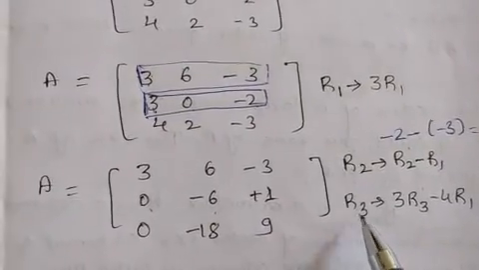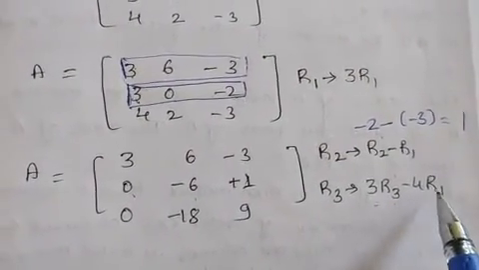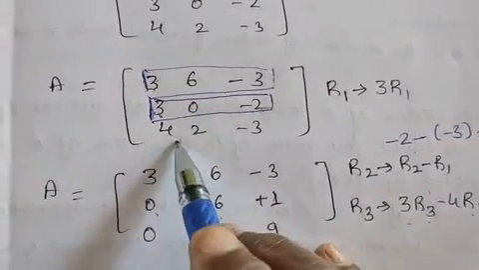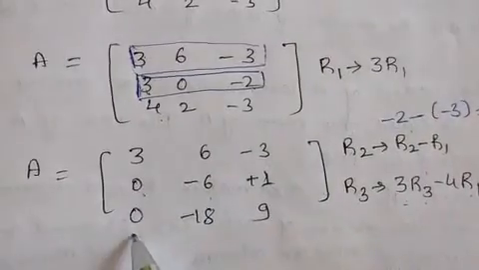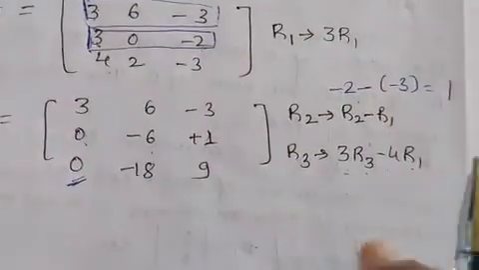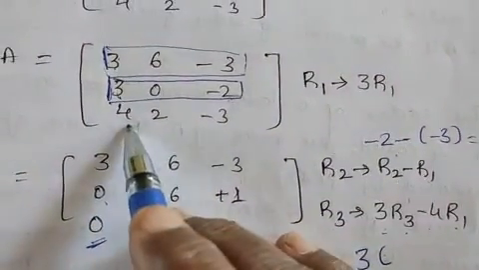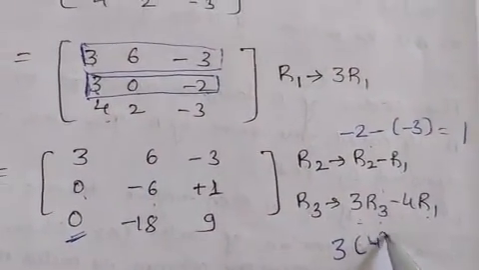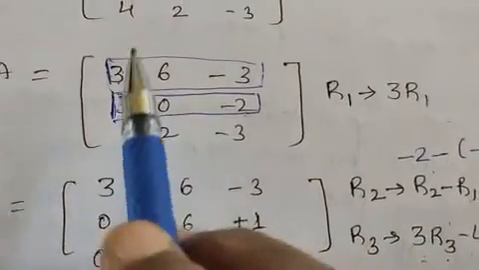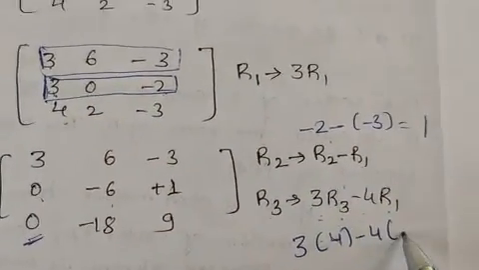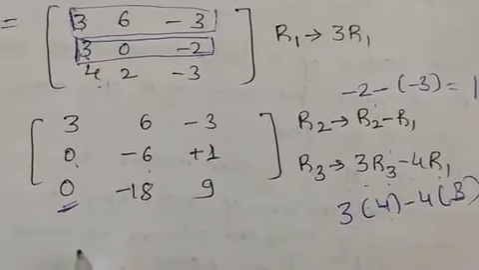Similarly, we have done what? R3 changes to 3 times of R3 minus 4 times of R1. So this one, 3 times of R3 means 4 into 3. First, I will tell you only about the first element. That is 3 times of R3. R3 is what? 4. Minus 4 times of R1. Corresponding element in first row is 3. So 12 minus 12, it is 0.